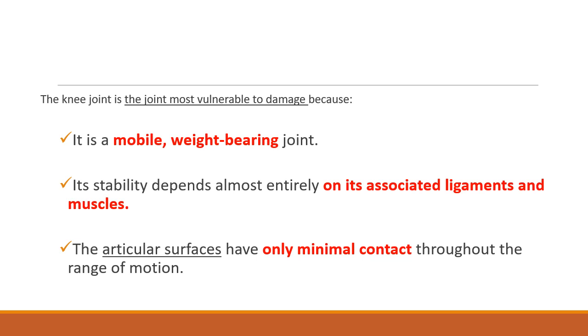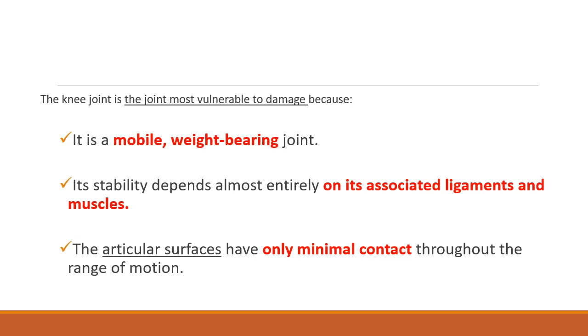It is highly mobile to allow for movement, and its articular surface is in only minimal contact, out of the whole surface area, during the range of motion. The stability of the knee joint depends mainly on the surrounding ligaments and dynamic muscles.